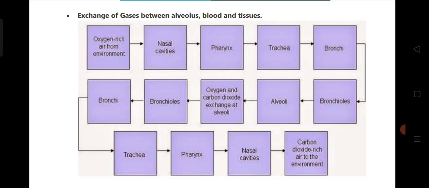Again, through the bronchioles and the bronchi, the exhalation part occurs. Now the blood is having the oxygen, whereas the lungs have the carbon dioxide. So the carbon dioxide passes from the alveoli to the bronchioles, then the bronchi, then it reaches the trachea, again the pharynx, then the nasal cavities. With the help of the nasal cavities, the carbon dioxide is released out into the environment. So this is the exchange of gases which takes place between the alveoli, blood as well as tissues.